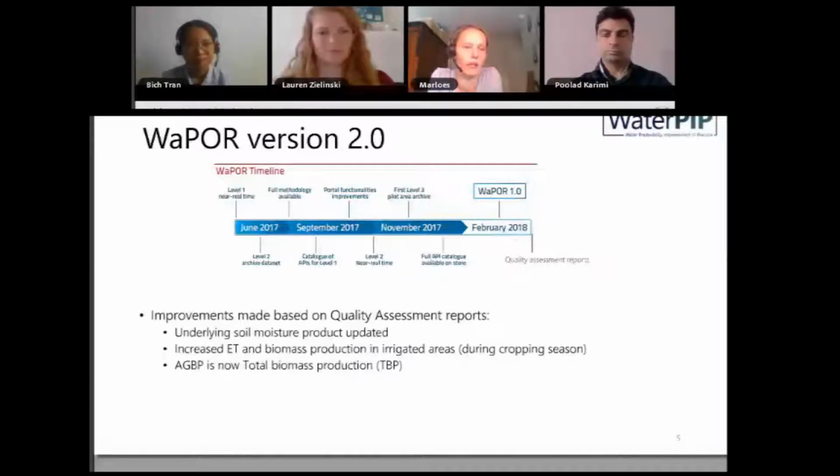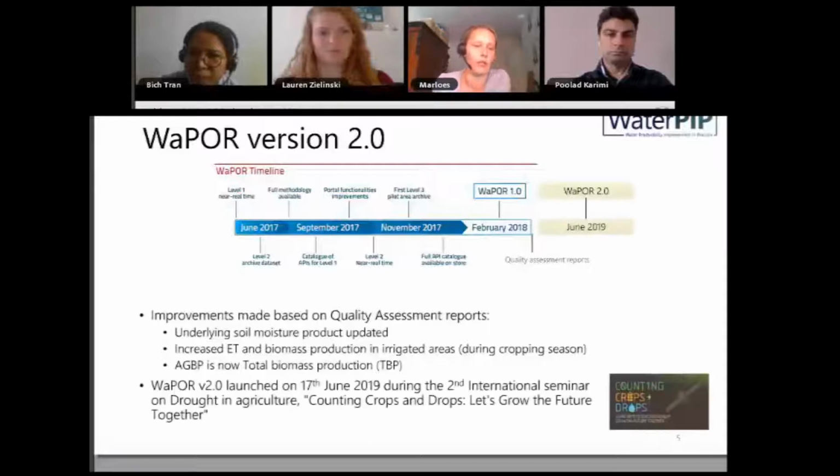And there was also a tweak towards ET and biomass production irrigated area, which were underestimated from the first version. And there was also another adjustment made based on the recommendation, whereby the first version showed only the above ground biomass production with a fixed ratio, and we recommended that they should just report the total biomass production, and then based on what you know on the ground, you can calculate yourself the above ground portion.